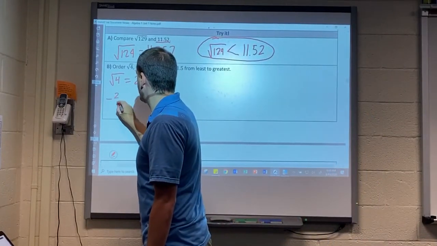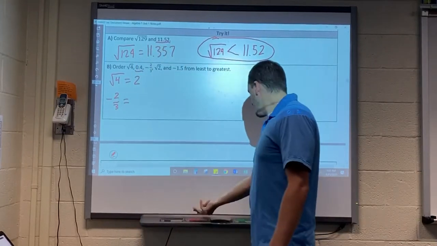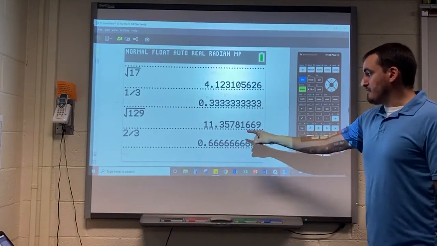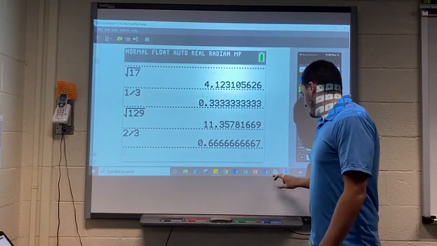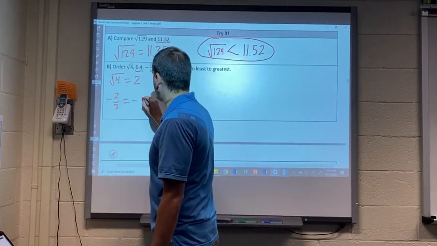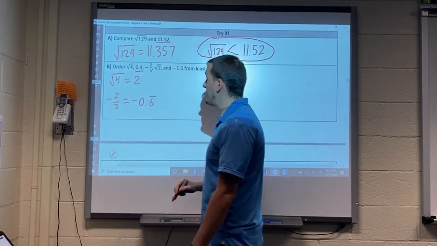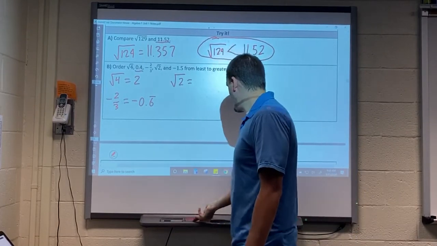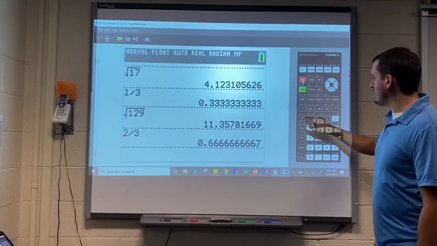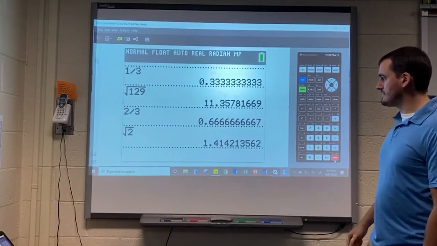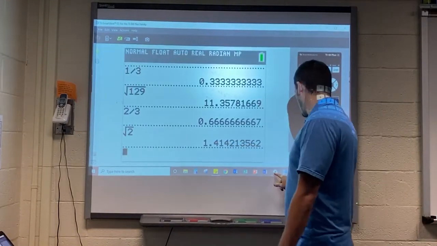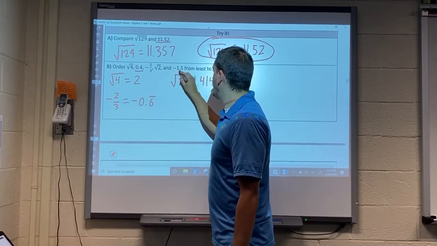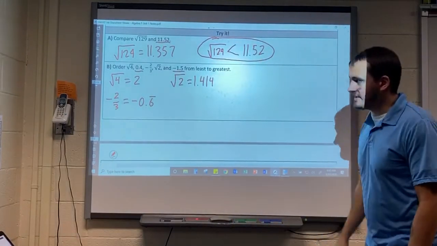Negative 2/3. We can do that in our calculator. 2 divided by 3 gives us 0.6 repeating. So negative 0.6 repeating. The square root of 2, we can do that in our calculator. Second, x squared, 2, enter, 1.414. And our last value, again, is already in decimal form.